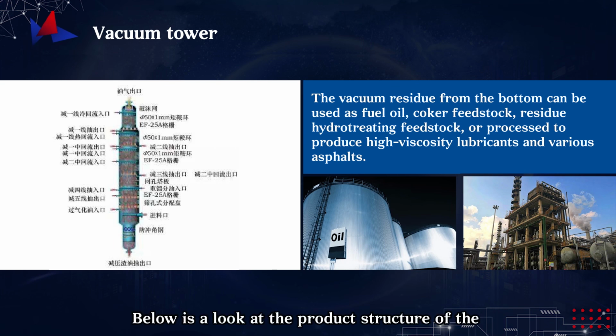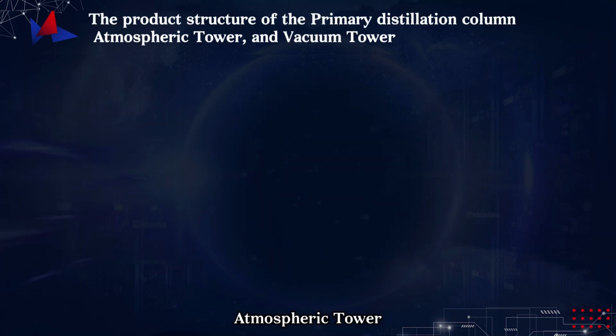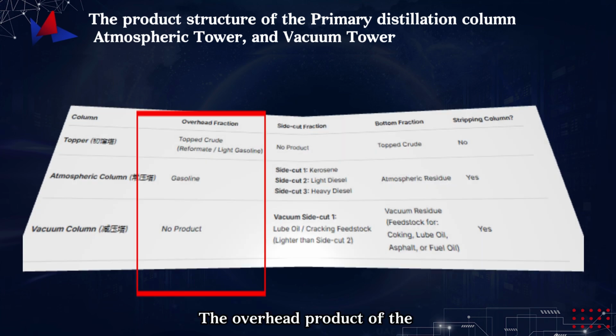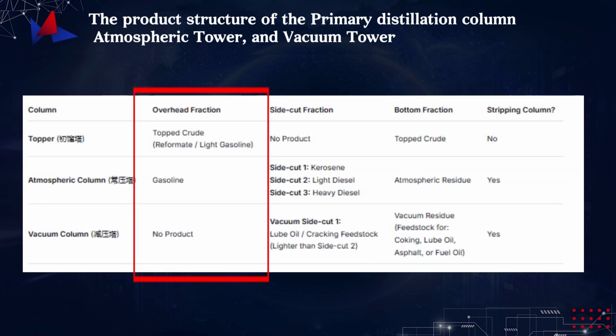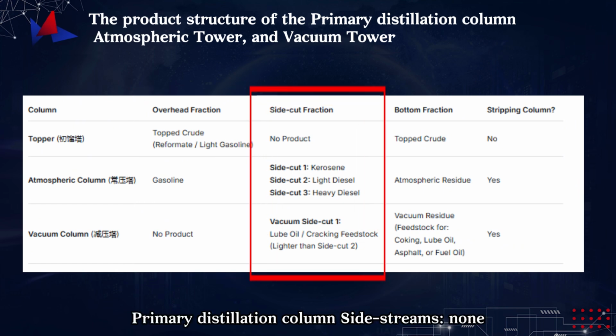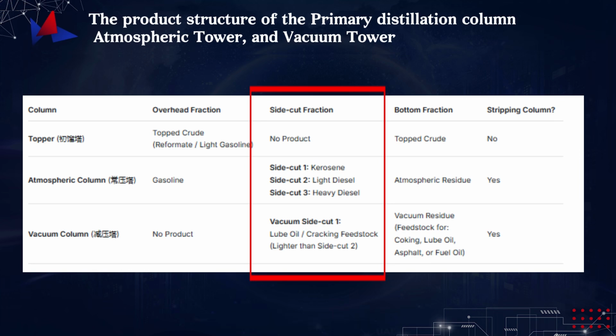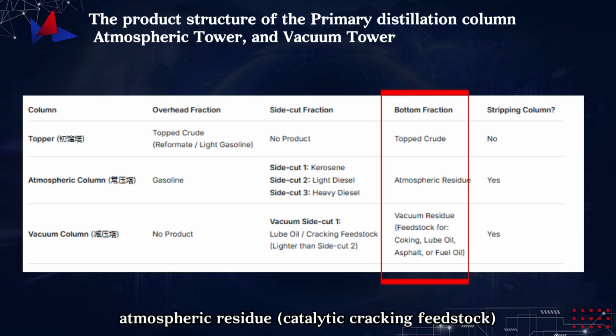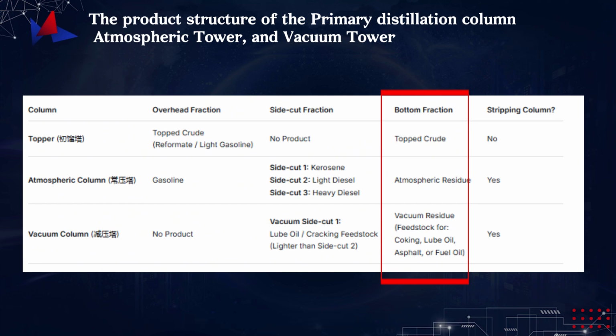Below is a look at the product structure of the primary distillation column, atmospheric tower, and vacuum tower. The overhead product of the crude tower is crude naphtha. The overhead product of the atmospheric tower is gasoline. Vacuum tower overhead, no distillate product. Primary distillation column, side streams, none. Atmospheric tower side streams, 3 draws, becoming progressively heavier from top to bottom. Vacuum tower side streams, waxy oil, gas oil fractions. Atmospheric tower bottom, atmospheric residue, catalytic cracking feedstock. Vacuum tower bottom, vacuum residue, coker feedstock.